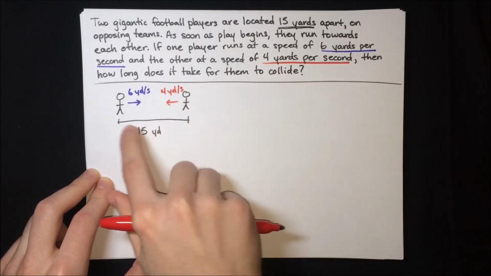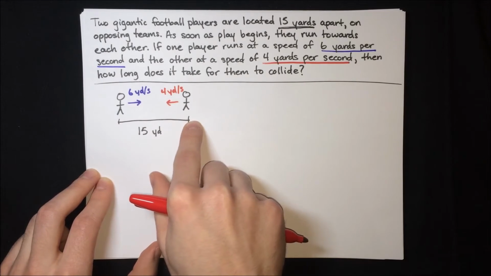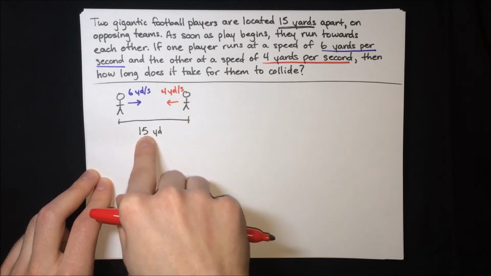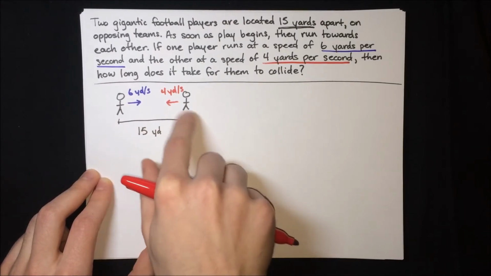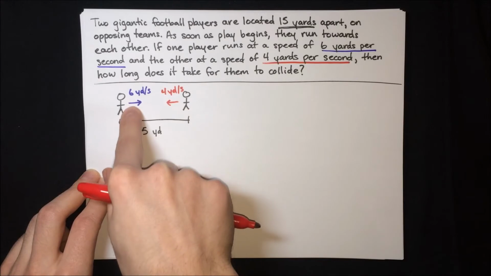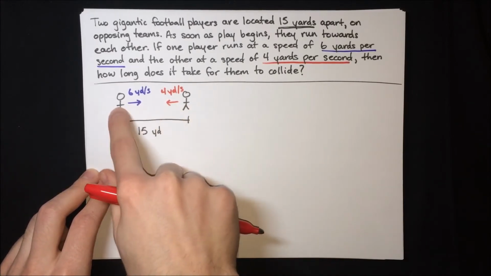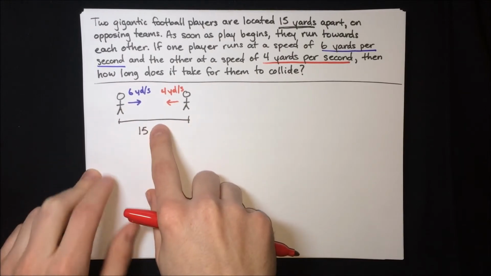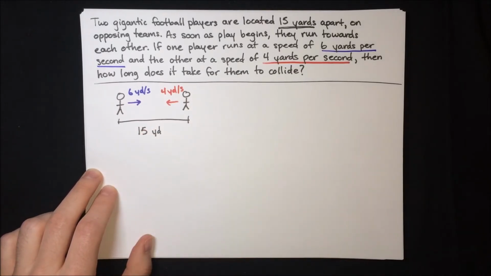Well, they collide when the distance between them is 0. So we have to find at what time the distance between them equals 0. The distance between is decreasing according to their combined speed. When this player runs 4 yards and that player runs 6 yards, the distance shrinks by a total of 10 yards. So we have to add the players' speeds to see how fast the distance is decreasing.